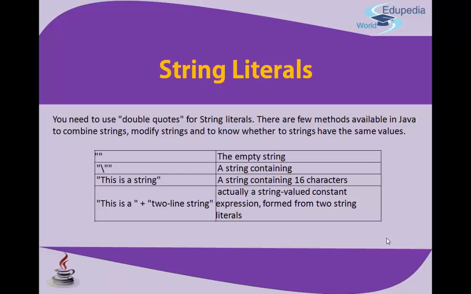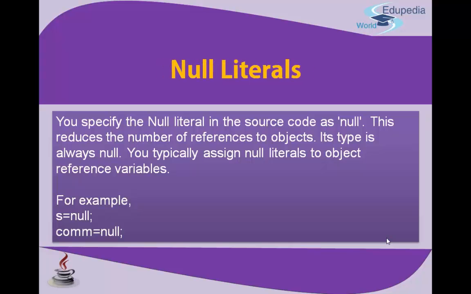Coming on to the next one, null literals. What is a null literal? Basically, when you want to assign null, that means the variable is declared but has no value. You specify the null literal in the source code as null. This reduces the number of references to objects. Its type is always null. You typically assign null literals to object reference variables, that means where the object is referencing the variable, you make it null.